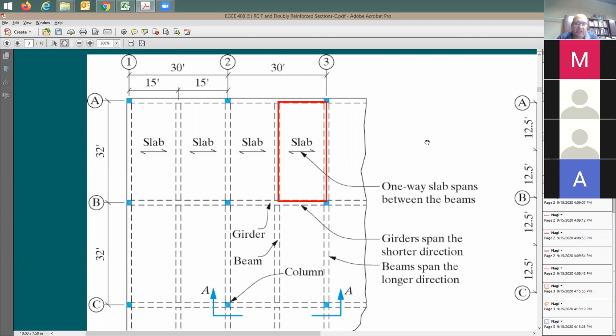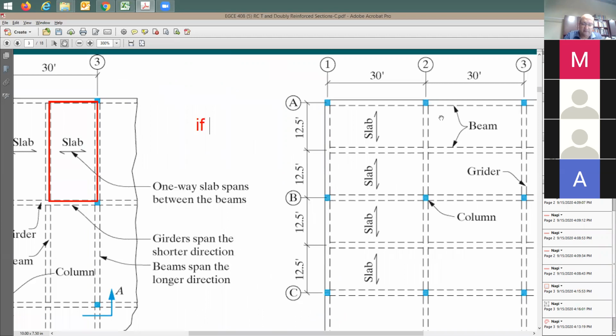If the aspect ratio is equal to 2 or more, I'm going to be calling it one-way slab. So I'm going to put it right here. L divided by B is more than or equal to 2, I'm going to call it one-way slab. Make sense? If this length here is 2 or more times this width, I'm going to call it here a one-way slab.